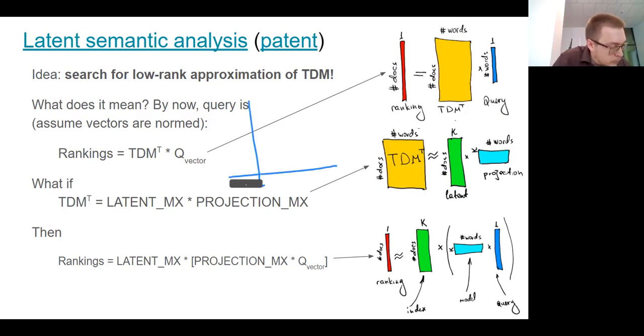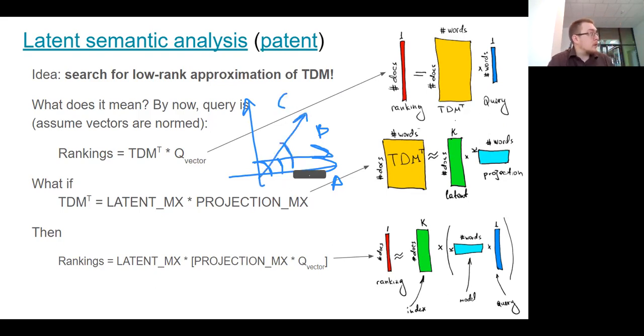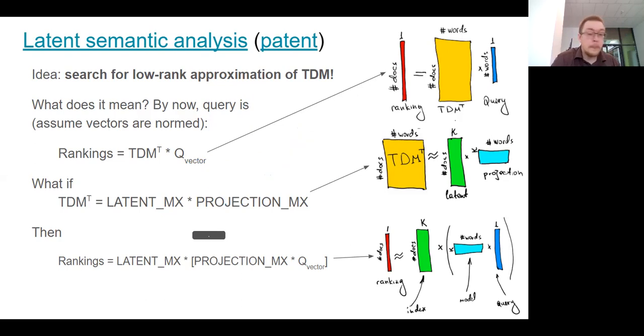For two-dimensional space, these two vectors have an angle of 90 degrees. They are orthogonal, and their cosine similarity is 0. For these two vectors, A and B, the angle is 0, so the cosine similarity is 1. For A and C, the angle is 45 degrees, and cosine is square root of 2 divided by 2, so it's like 0.7. Okay.